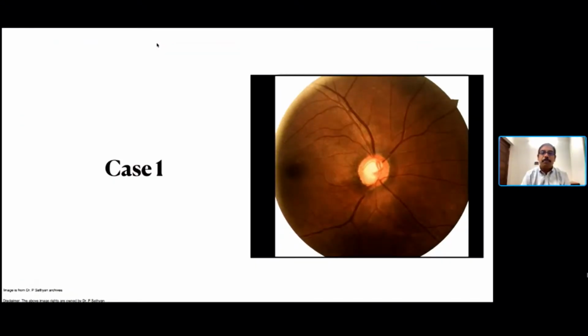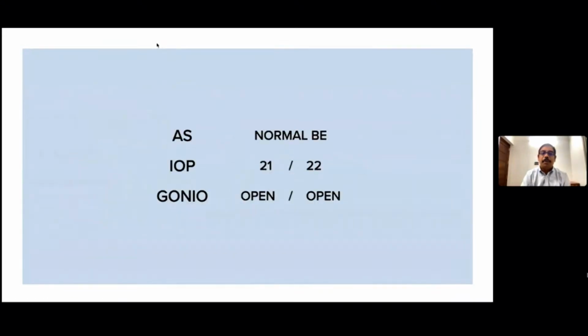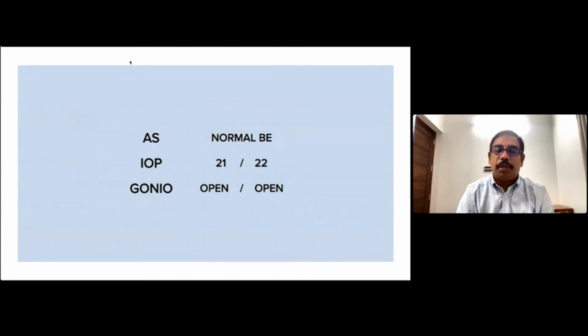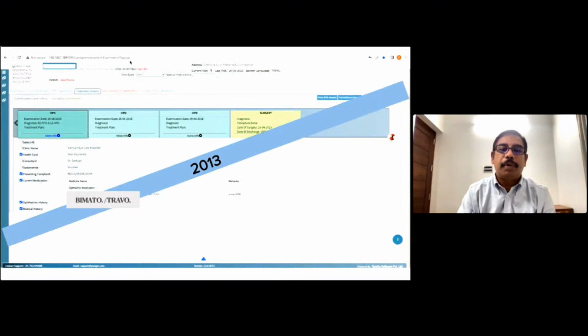You can see this patient came in the year 2013. He is a 50-year-old gentleman, and he presented with a normal anterior segment, with IOP of 21 and 22 and open angles. You can see that in the right eye he has an inferior notch with a wedge defect, and in the left eye you can see both superior and inferior RNFL loss.